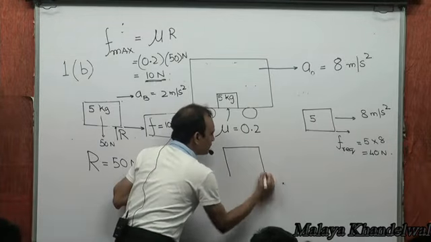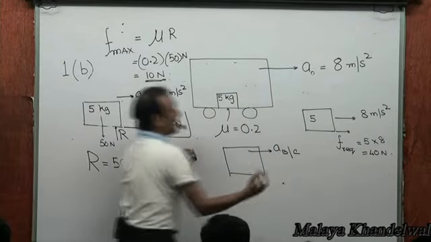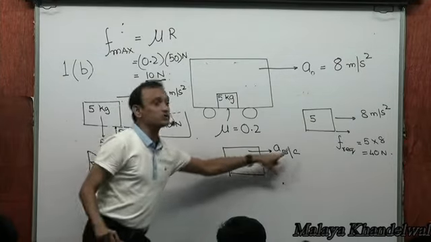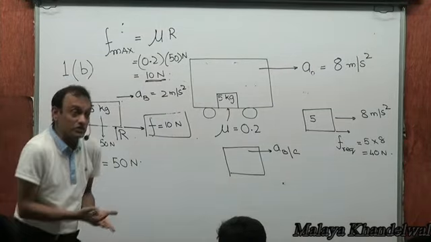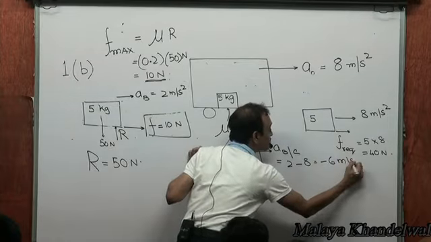the acceleration of the block as seen by the cart, the acceleration of the block with respect to the cart, a_BC. Right? The acceleration of the block with respect to the cart would be what? The acceleration of the block minus the acceleration of the cart, which is 2 meters per second squared minus 8 meters per second squared. That means minus 6 meters per second squared to the right.